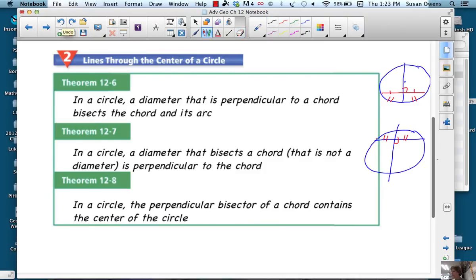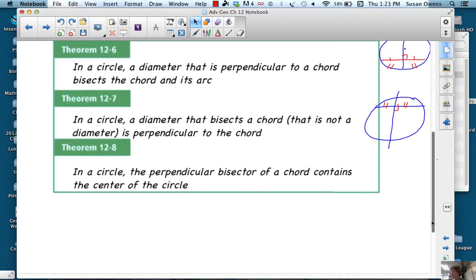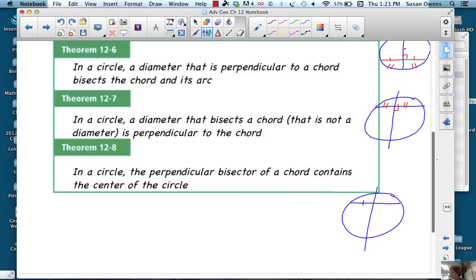In a circle, a perpendicular bisector of a chord contains the center of the circle. So if we need to prove that something is the center of the circle, this is a good way to do it. So this one is saying, in a circle, the perpendicular bisector of a chord, so if I start with a chord and then I draw something that is perpendicular and bisects, then somewhere on this line contains the center of the circle. Okay. And if we ever wanted to find the center of the circle, we could just do this twice. We could draw 2 chords, do 2 perpendicular bisectors, and that's going to be the center of the circle.